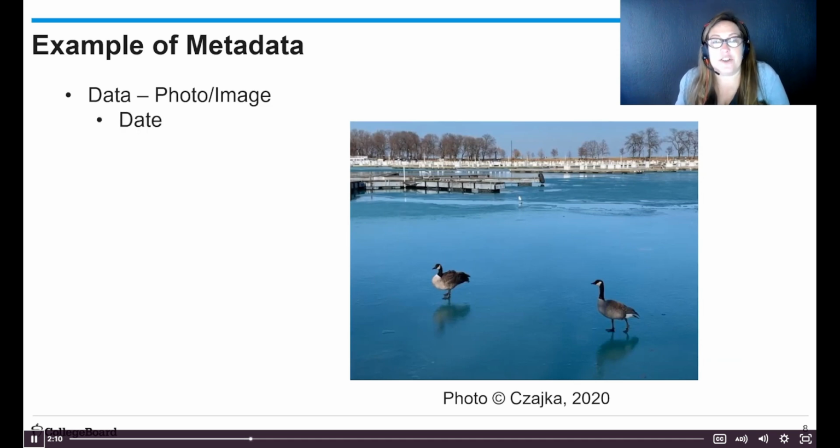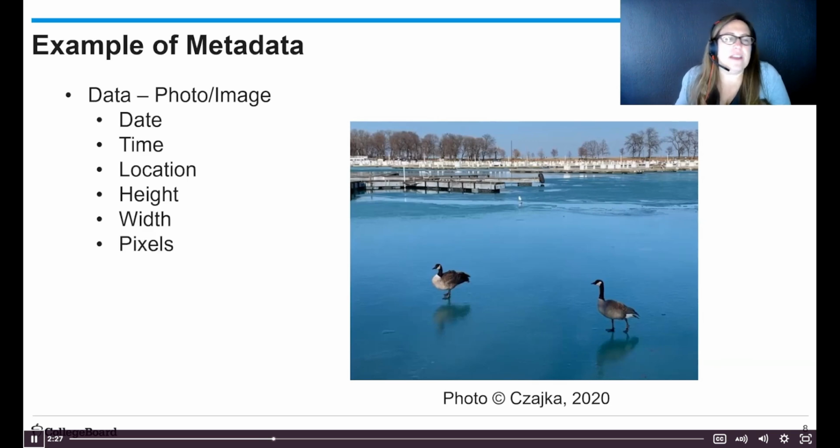I actually took this picture in February of 2020. The location, well, this is actually just outside downtown Chicago. And the time, oops, a little out of order. The time was about 2:30. I might get other information like the height, the width, the pixels. I might even find out the type of compression. You'll look at compression more in another video.